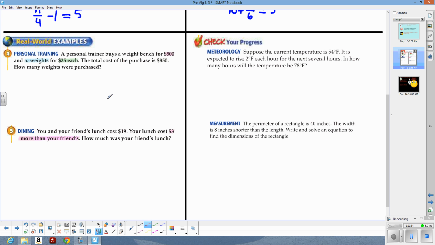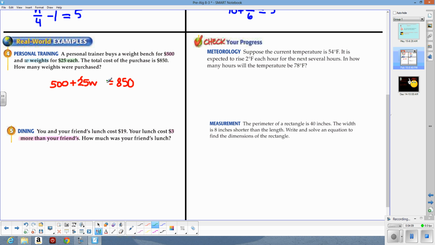So if the total purchase is $850, you get to that total by taking the price of the weight bench, which is $500, plus W weights for $25 each. So we're going to add to that 25 times the number of weights, or 25W. So the weight bench plus the weights that are $25 each is going to equal $850.